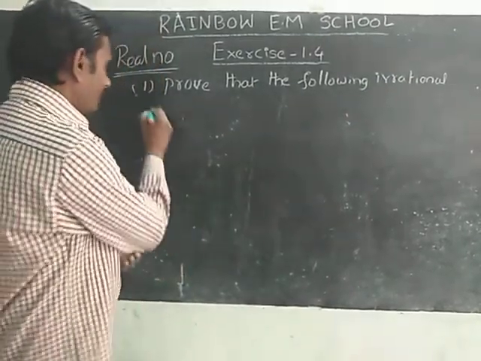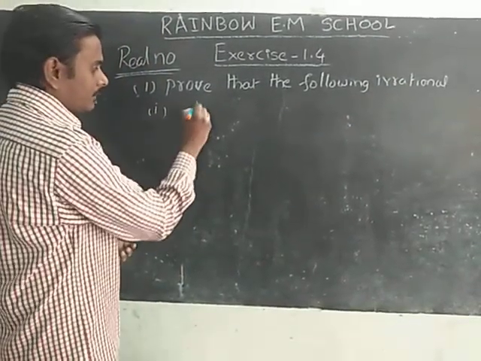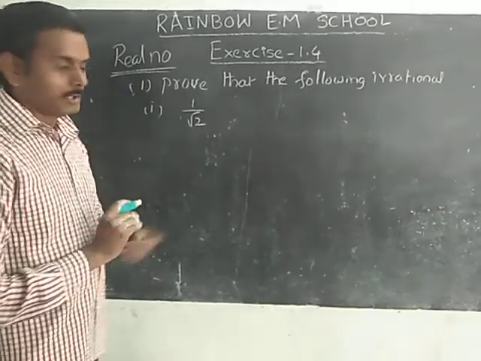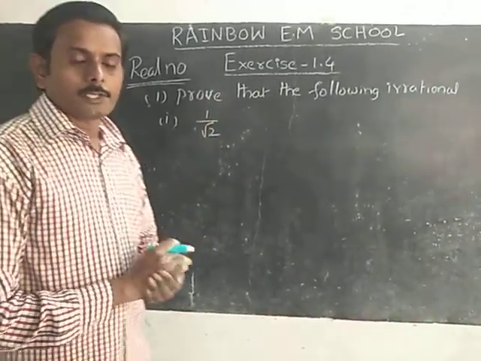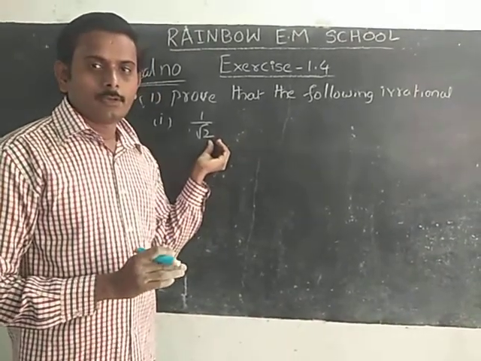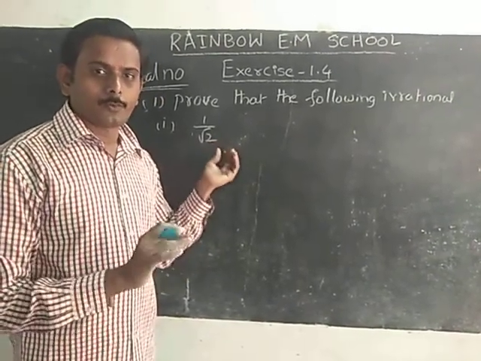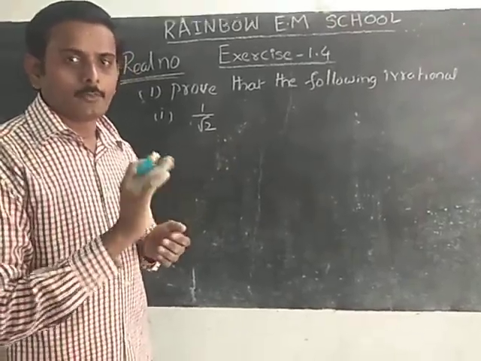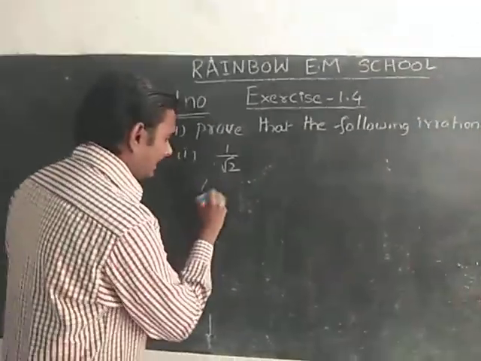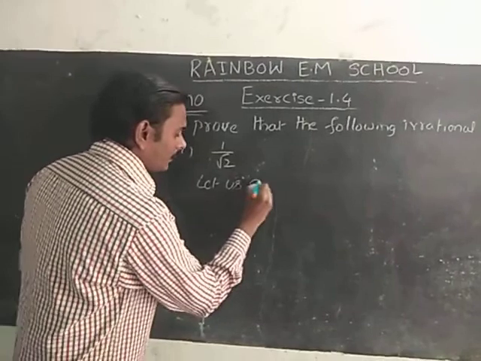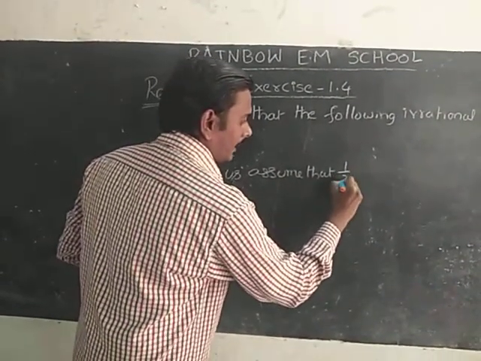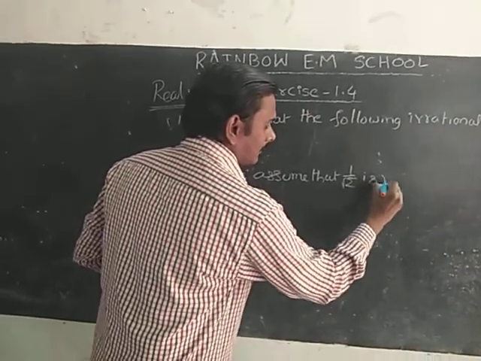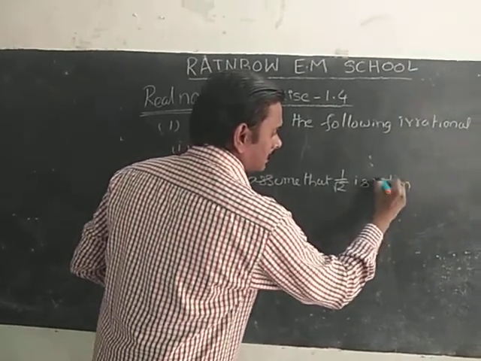Let's see one sum in that. Okay, first in that exercise, the first sum given to you is 1/√2. Okay, we have to prove this number is an irrational number. First we have to take this as rational, though we have to prove it is irrational. We have to take it as rational here. Let us assume that 1/√2 is rational.